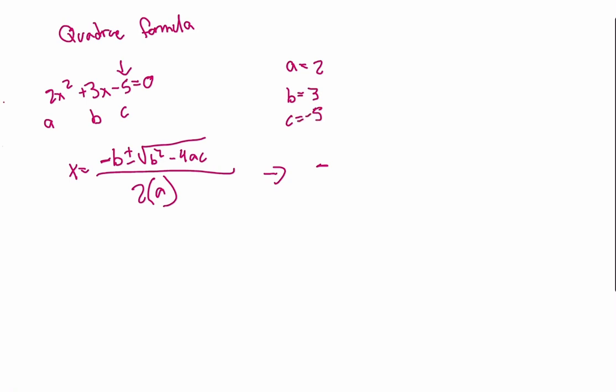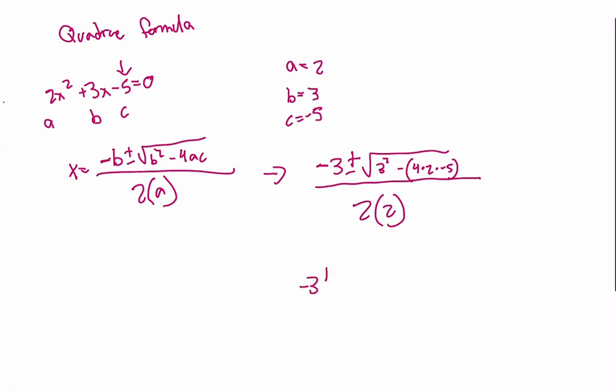So now we can just plug it in. Negative b is negative 3, plus or minus the square root of b squared, so 3 squared, minus 4 times a, which is 2, times c, which is negative 5, all over 2 times a, which is 2. So let's simplify this a little bit.